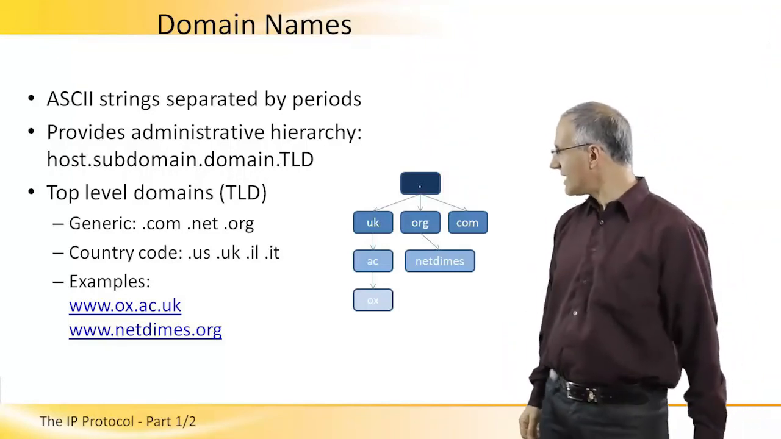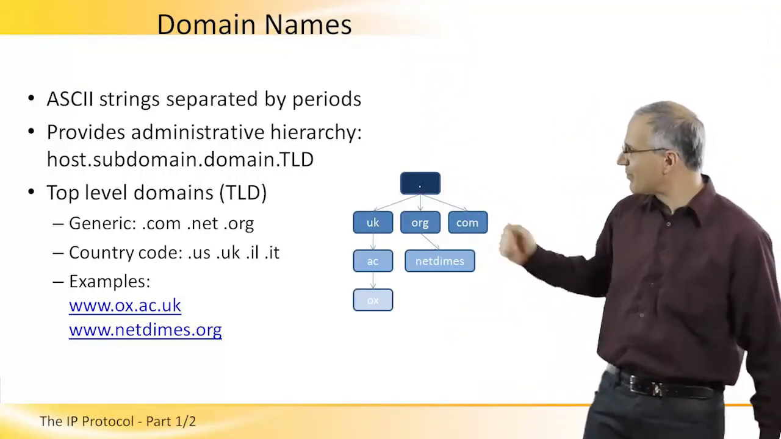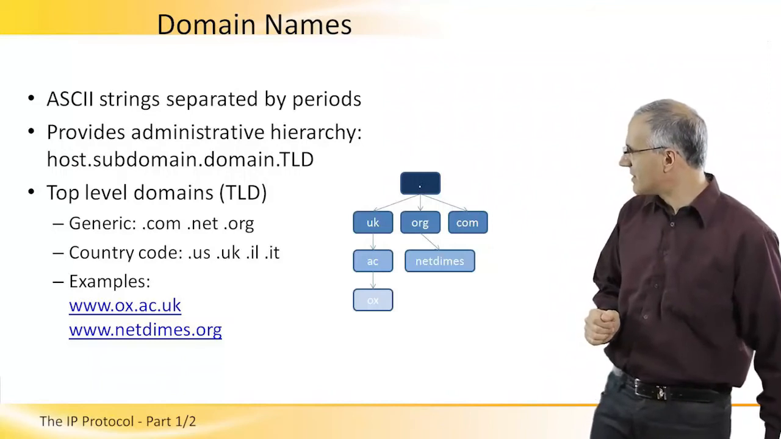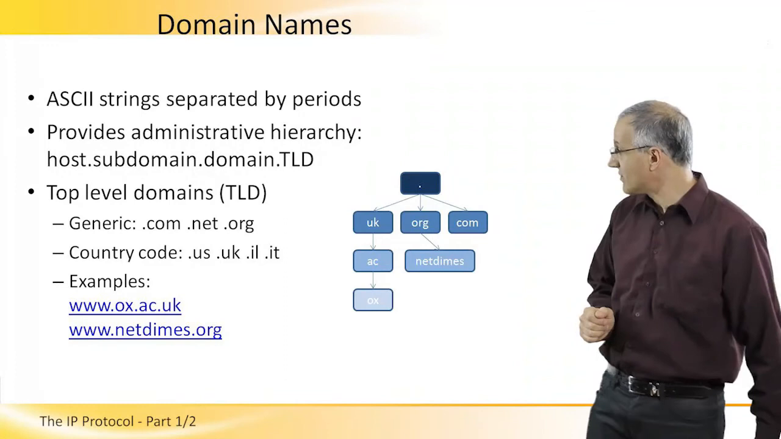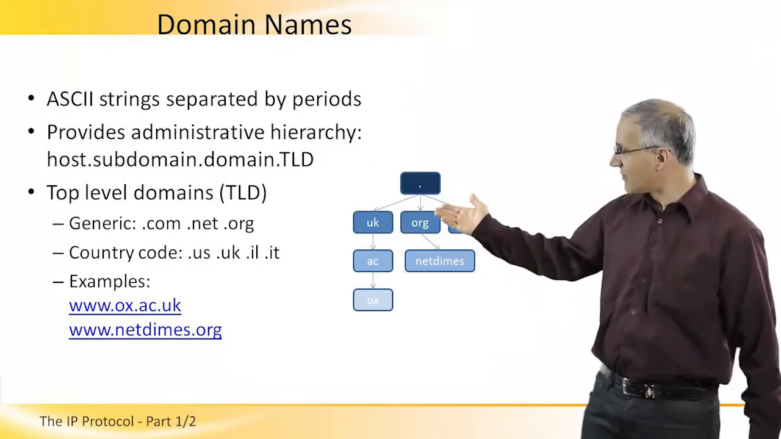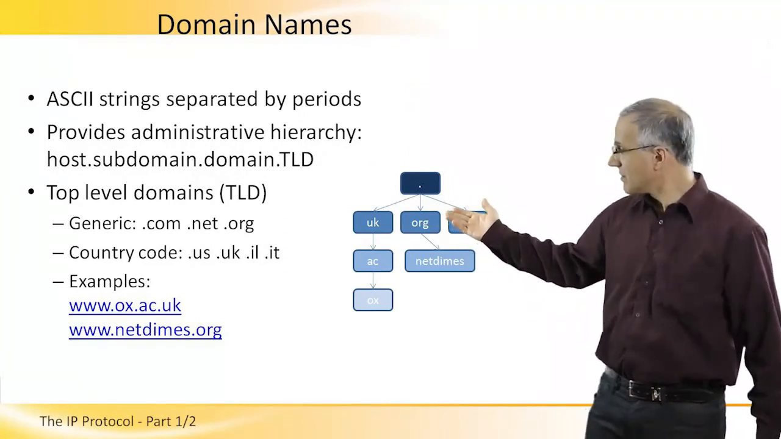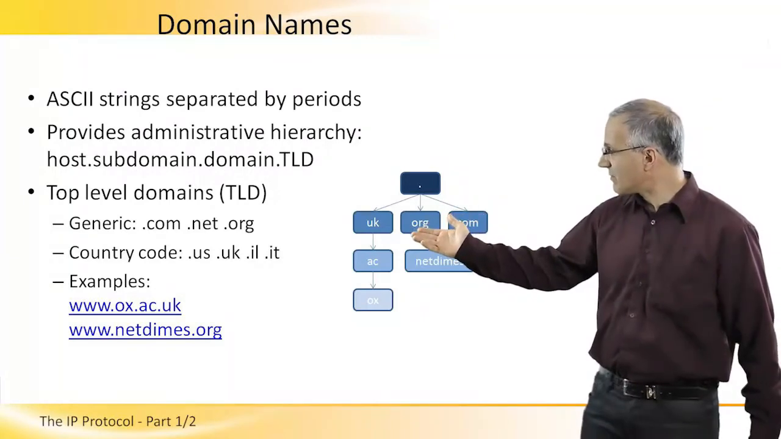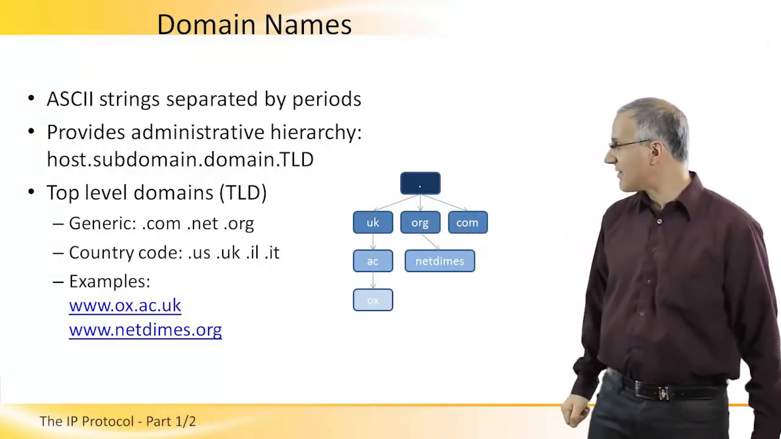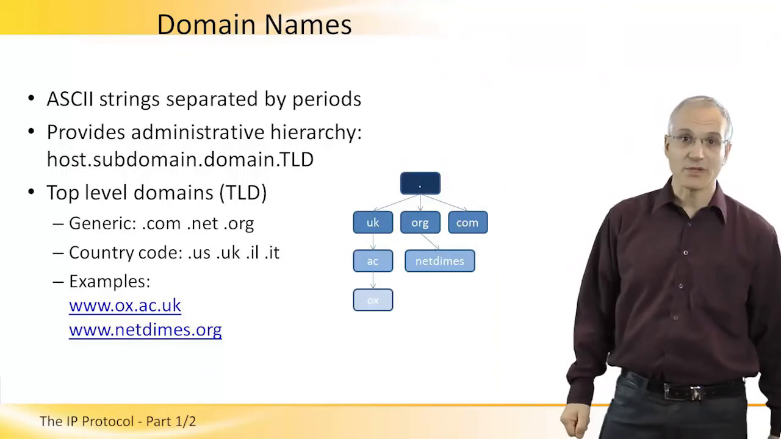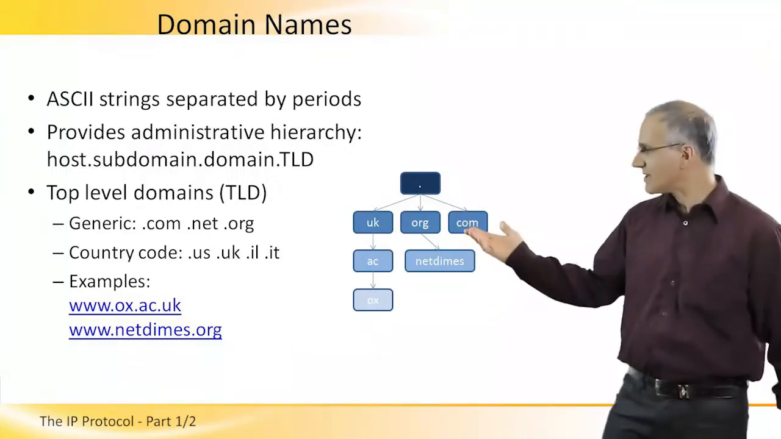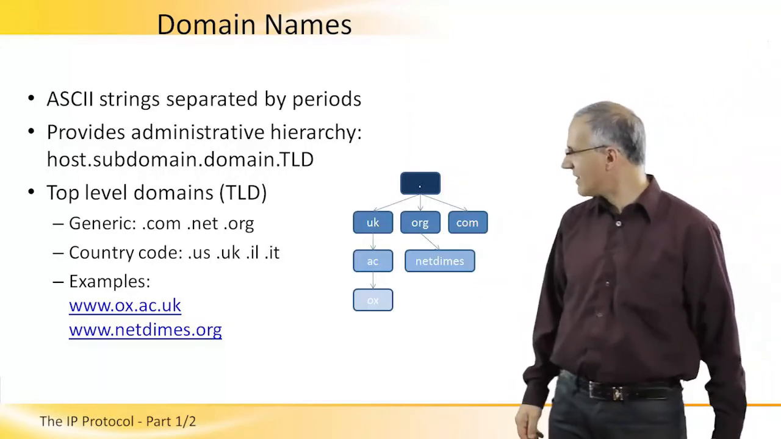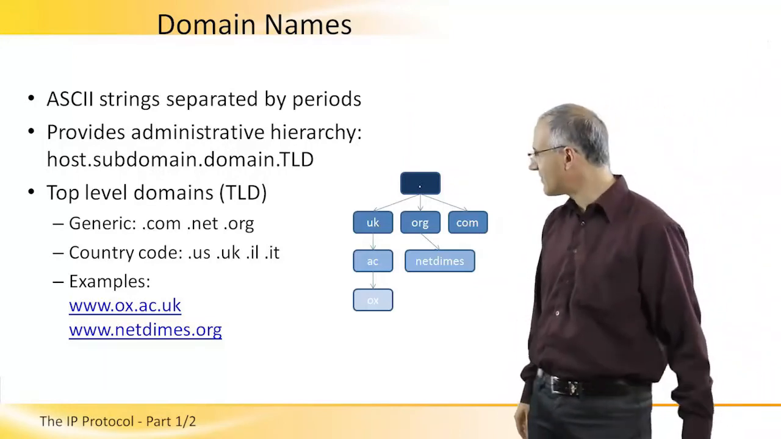What you see here on the right is an example, a small portion of the domain name address tree. At the top you have the root, and below it you have what we call top-level domains. This can be either a generic domain like .com, .net, or .org, or it can be a country code like .us for the US, .uk for UK, .il for Israel, .it for Italy, etc.